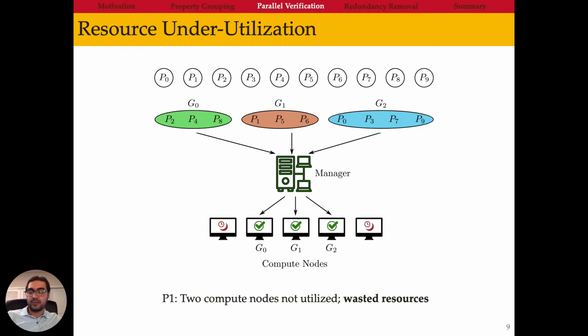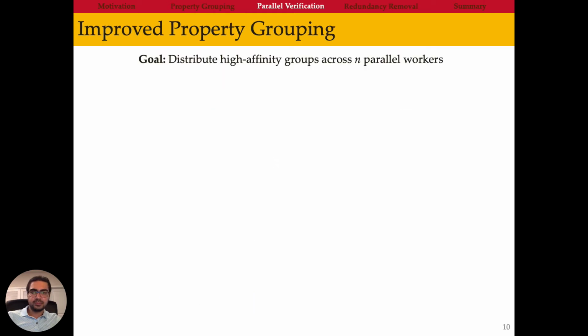While the 3 nodes that receive a group each start working on verifying the group, the other 2 compute nodes simply idle. Instead, we could have just distributed the 10 properties across the 5 compute nodes, and that way every node would have been utilized. Although this sounds tempting, we do not want to lose out on the benefits of checking high-affinity properties together. This gives us an opportunity to further optimize the property grouping algorithm to ensure all the compute nodes in a parallel verification environment are fully utilized.